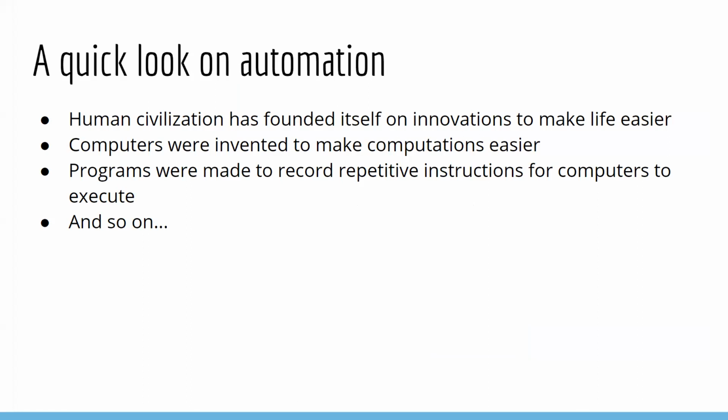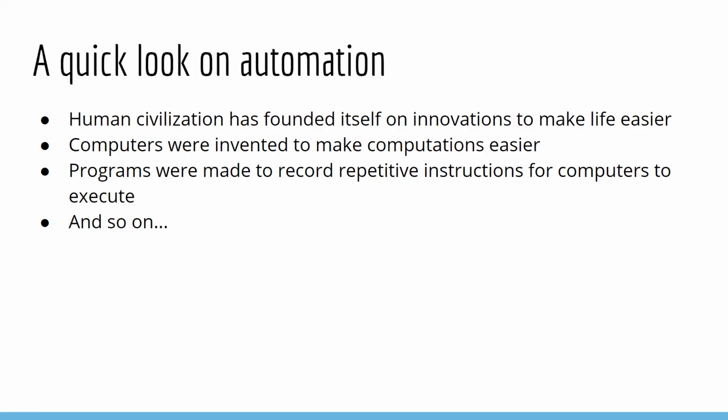So let's take a quick look on how human civilization has founded itself on innovations to make life easier. And therefore, since computations are part of our innovations, computations have been part of human history. So there are computers. Computers were invented to make computations easier. So then programs are made because there are repetitive computations, repetitive instructions. Then they are going to be executed by computers and so on.